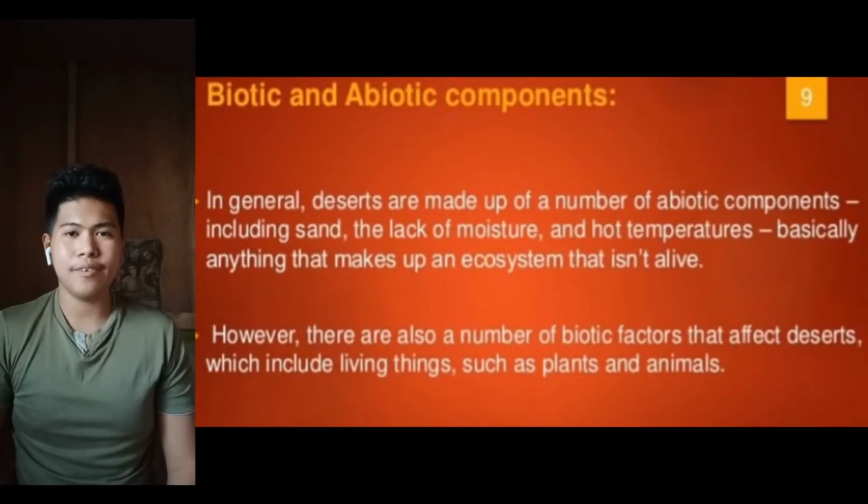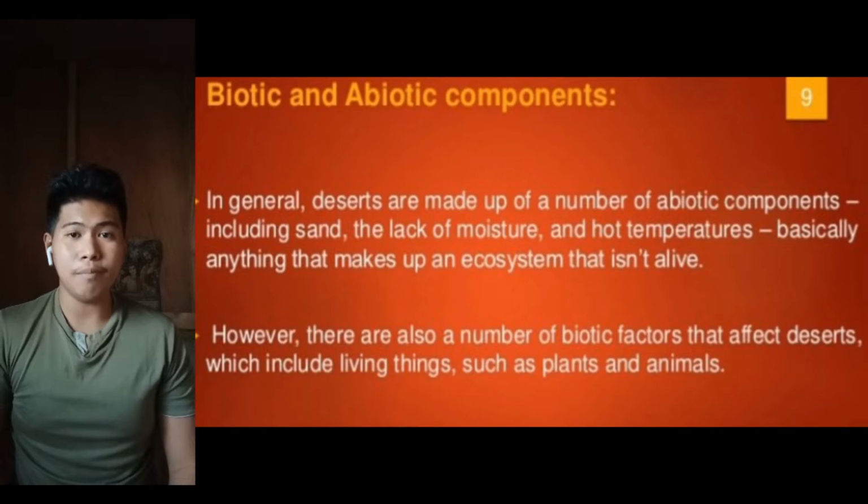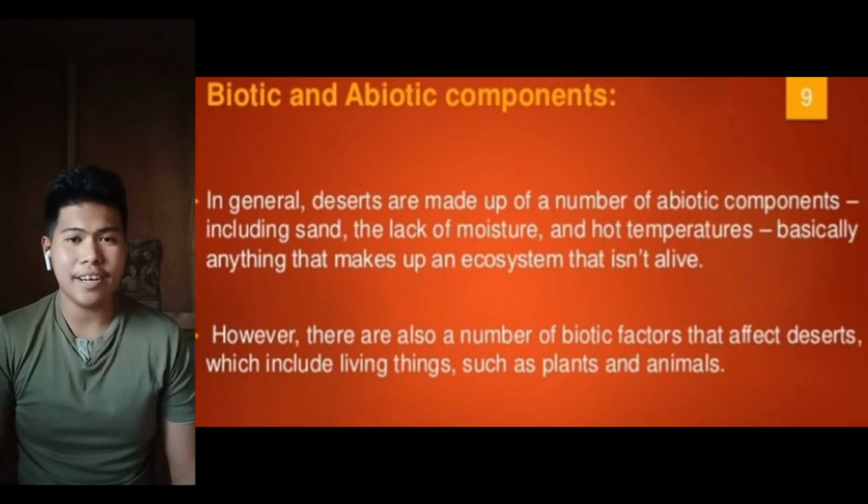Now, let us come to the biotic and abiotic components of the desert. In general, deserts are made up of a number of abiotic components, including the sand, the lack of moisture, and hot temperatures. Basically, anything that makes up an ecosystem that isn't alive. However, there are also a number of biotic components or biotic factors that affect deserts, which include living things such as plants and animals.